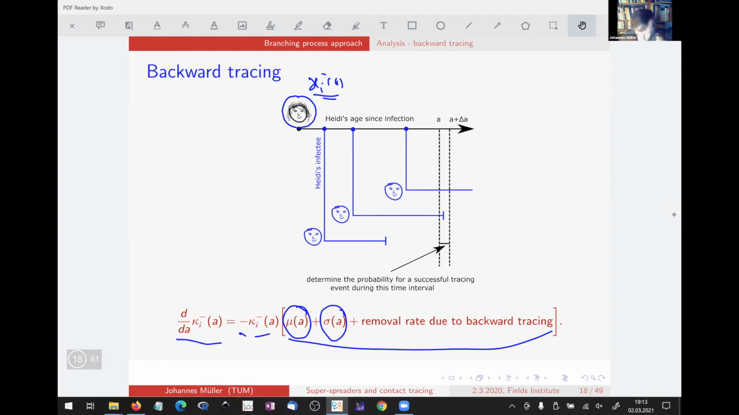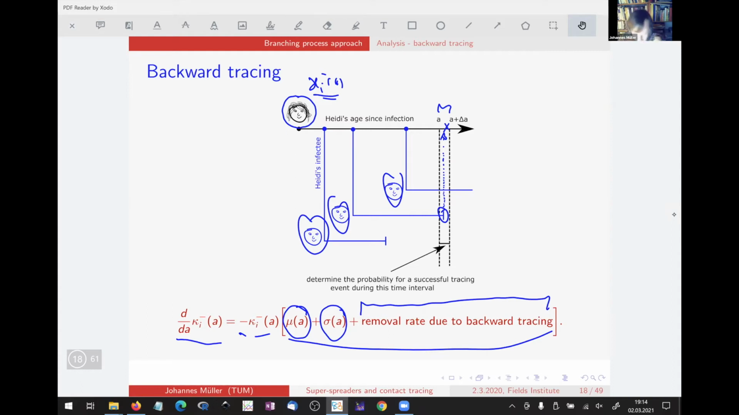But with contact tracing, we have an additional contribution. That's the rate for removal by backward tracing. So we have here the infectees of Heidi. And in a certain age interval of Heidi, so A and A plus delta A, some infectee might recover. And if this guy recovers observed, then he or she could trigger a tracing event, and Heidi would be also detected and removed from the class of infecteds. And so we need that rate.